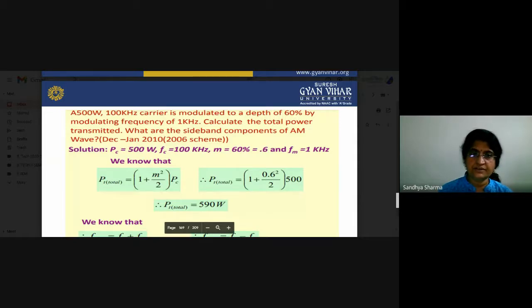Again, there is a question. A 500 watt 100 kilohertz carrier signal is modulated to a depth of 60% by a modulating frequency of 1 kilohertz. So you are given the modulating frequency, and the modulating signal is basically the message signal. So you are given the FM.